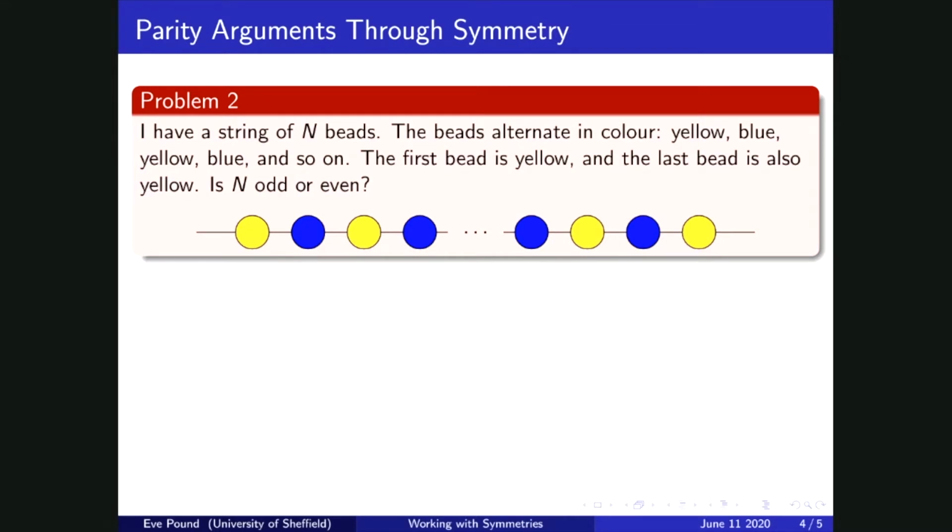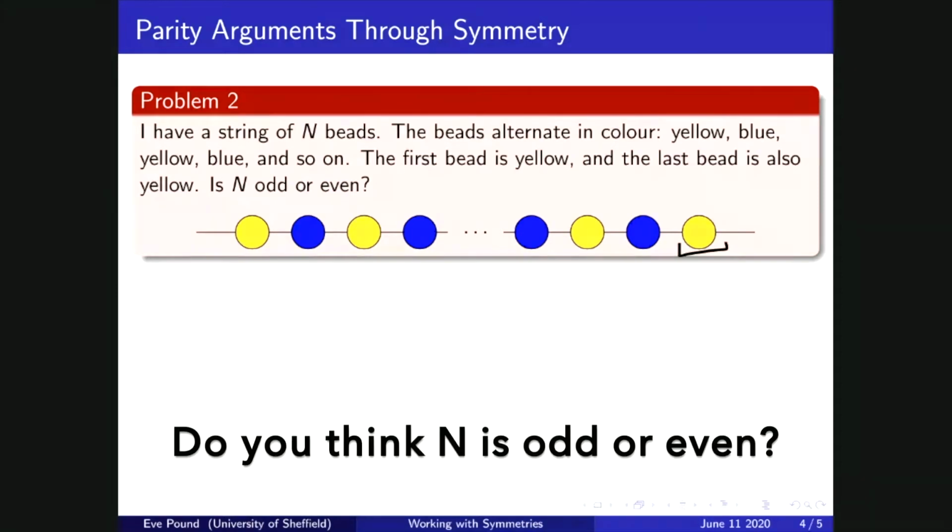So here's another problem. It's very, very similar. Let's suppose I've got exactly the same setup, but now my last bead is yellow. Is n odd or even in that case?